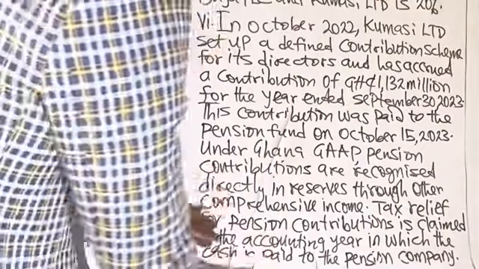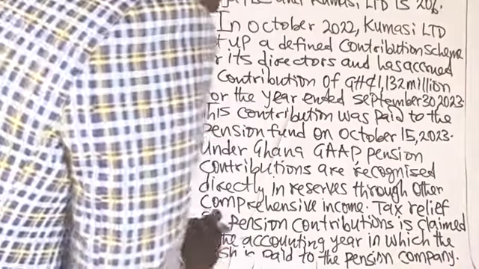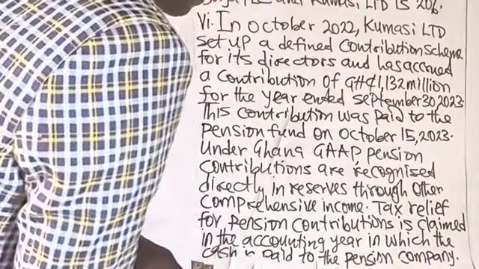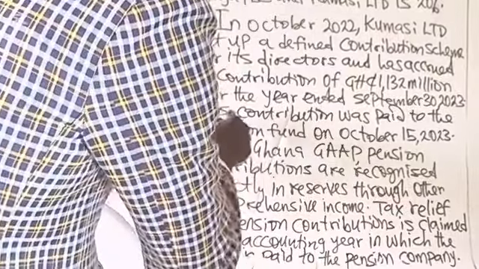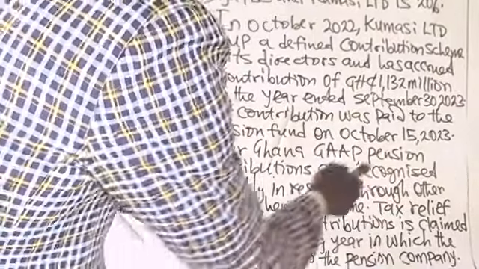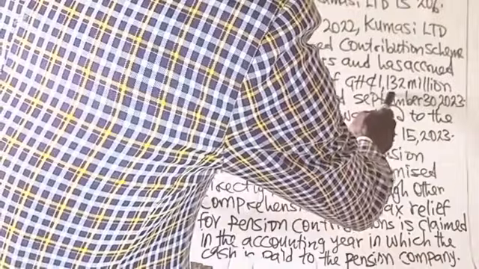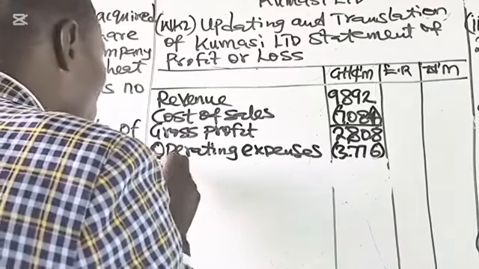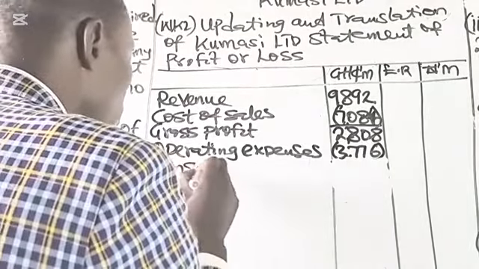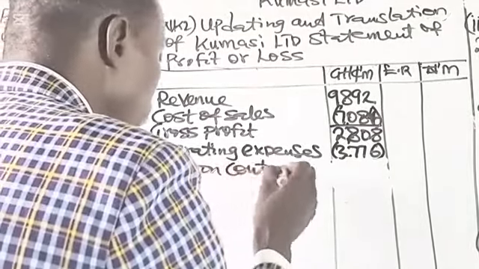So a reclassification is required now. We want to reclassify it from other comprehensive income to the face of profit or loss. So we will charge this as an expense in the face of profit or loss so that the financial statements will meet the requirement of IFRS. So we debit pension contribution 1,132.